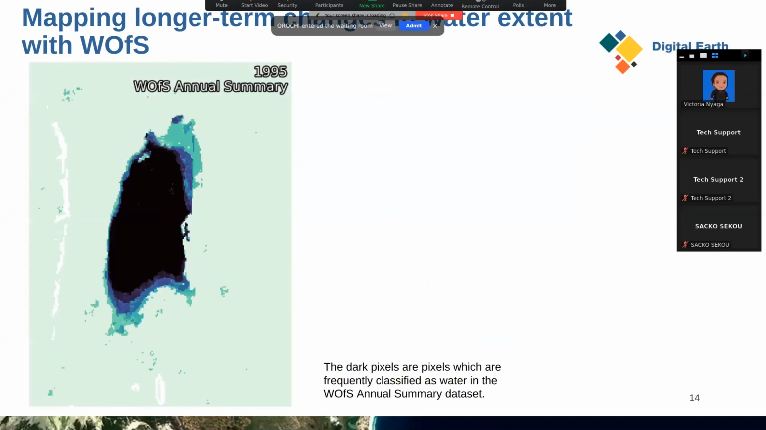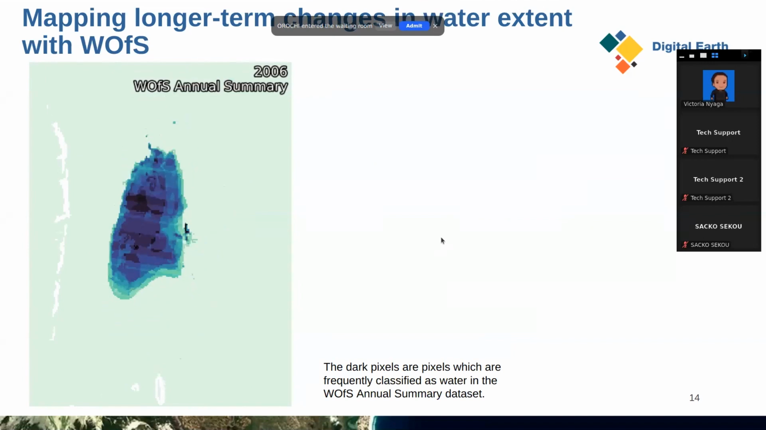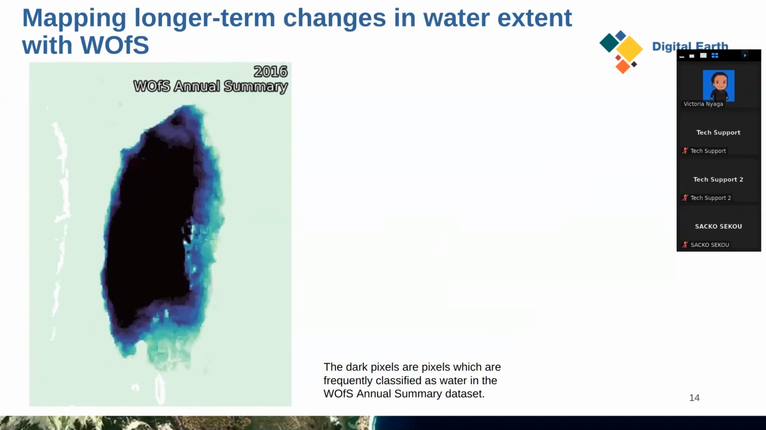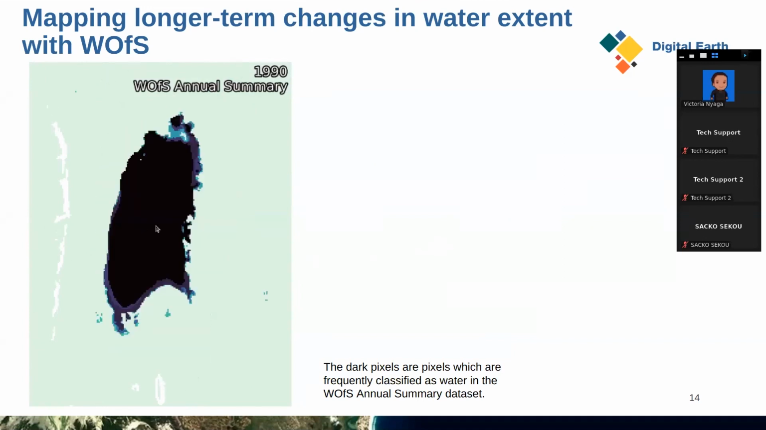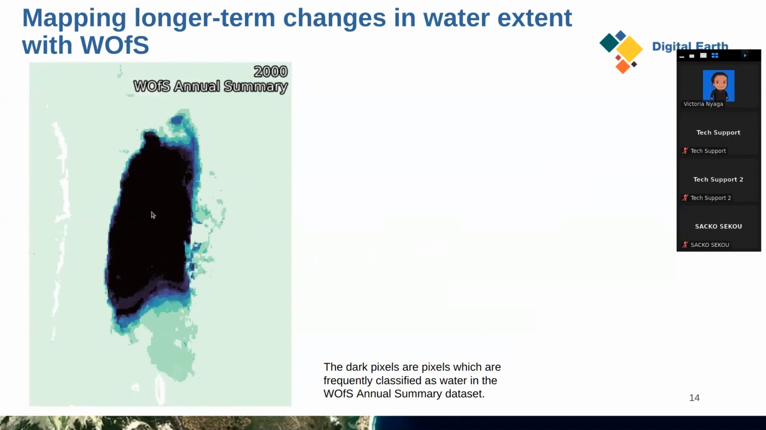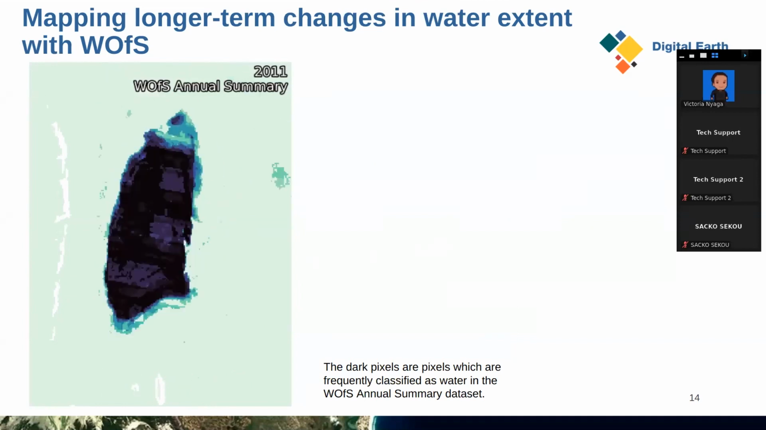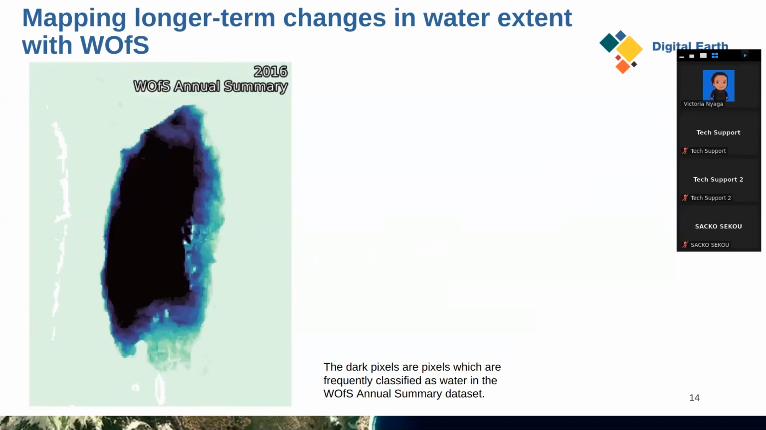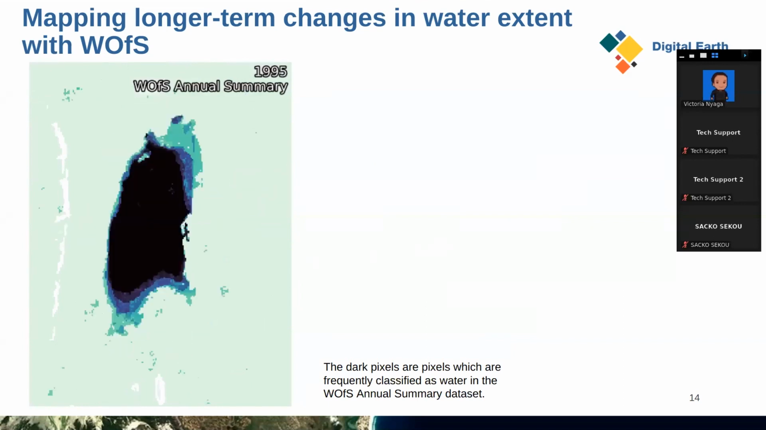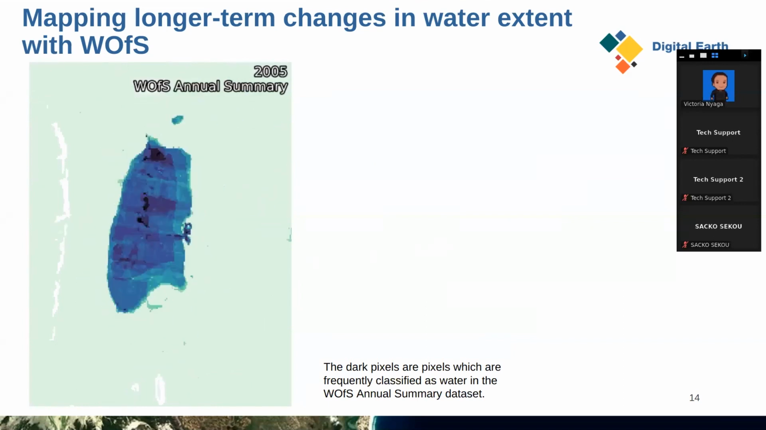On screen, you can see a video of the change of the same water body that we used in the Sentinel-2 notebook, but now using the WOfS annual summary. The darker pixels, mostly at the center of the image, are pixels which are classified most frequently as wet throughout the year, so these are values closest to 1. And you can see how it changes for the different years.